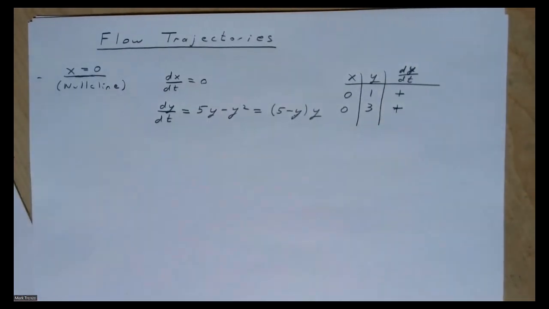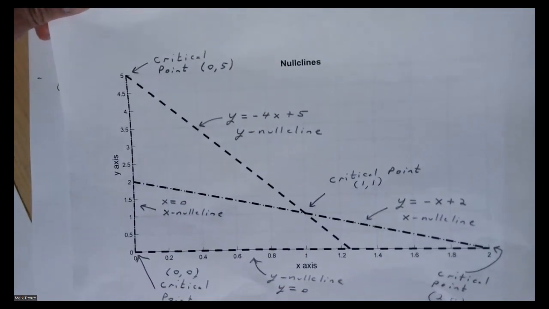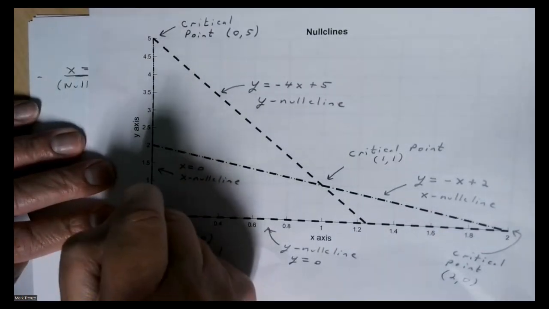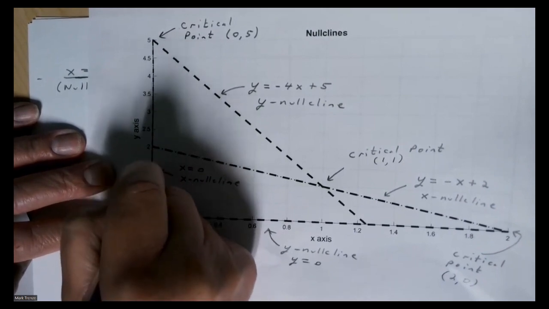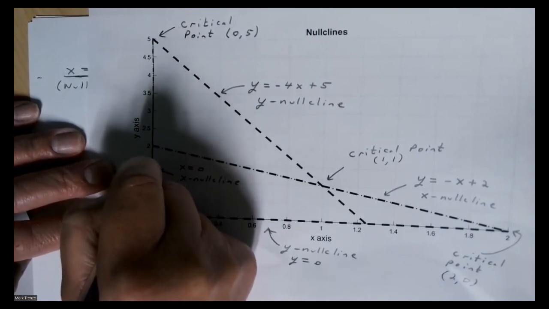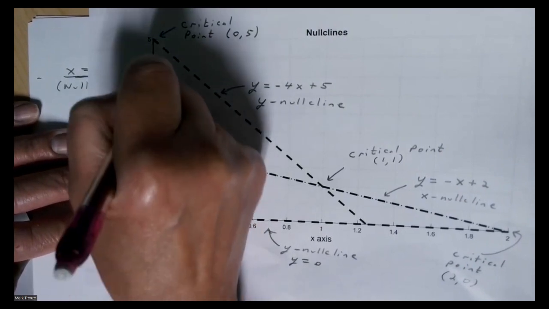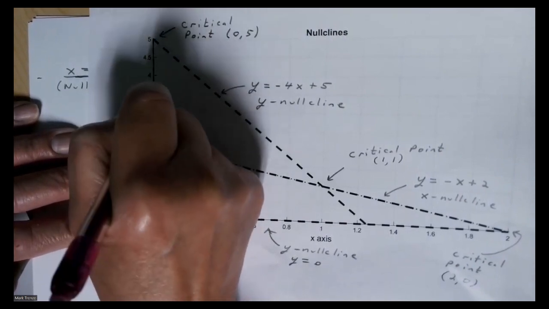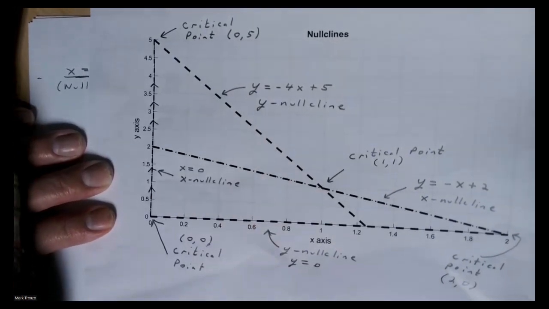So that's telling us that along the nullcline x equals 0, dy dt is going to be positive. That means we're going to go in this positive direction. Y is going to change in the positive direction like that.